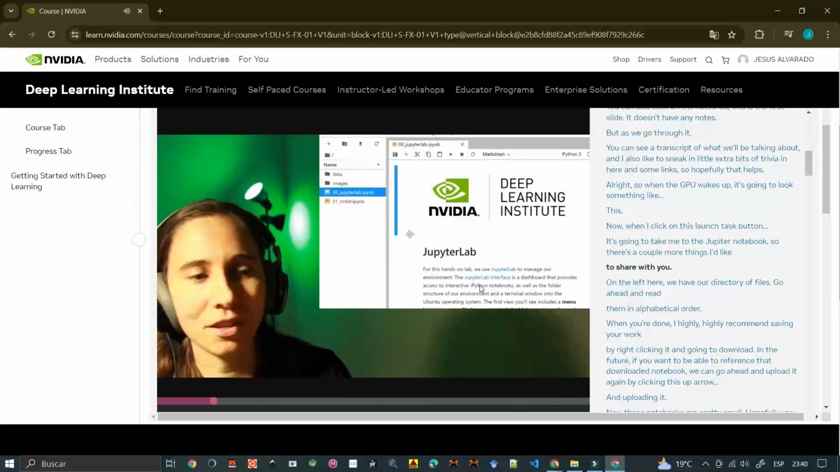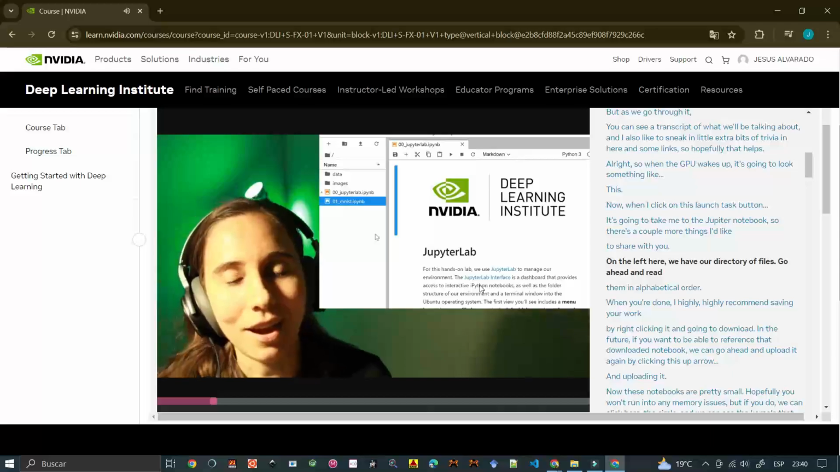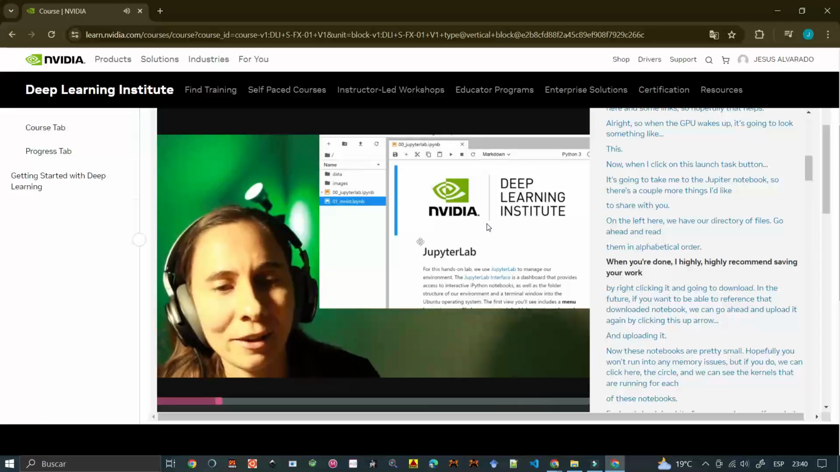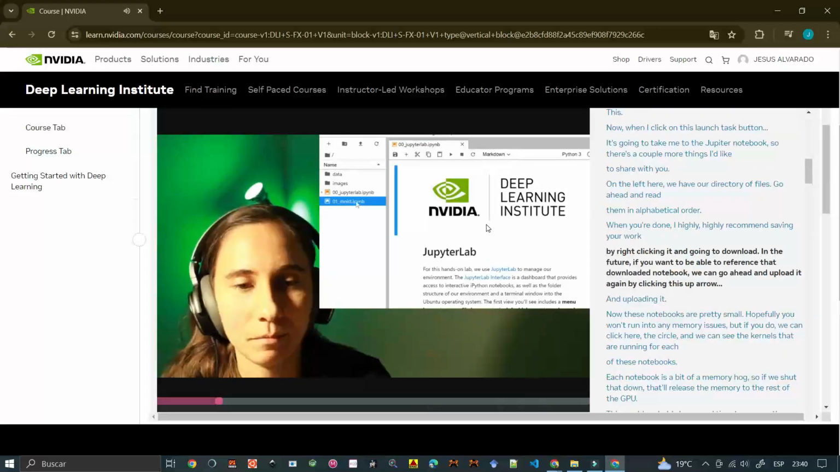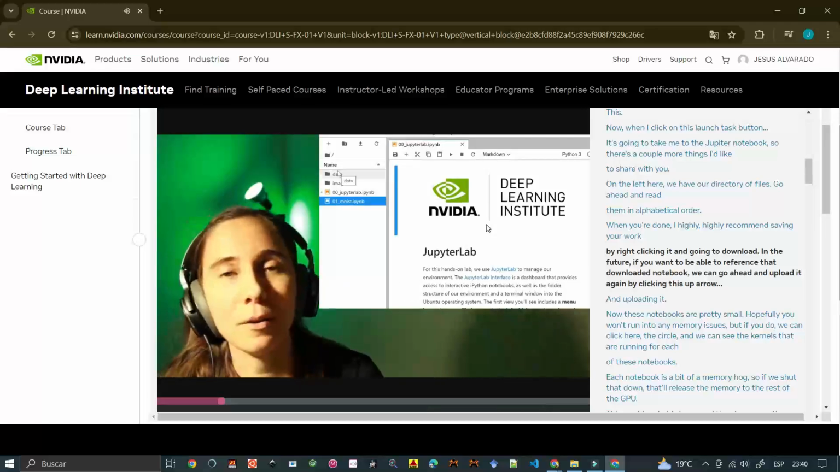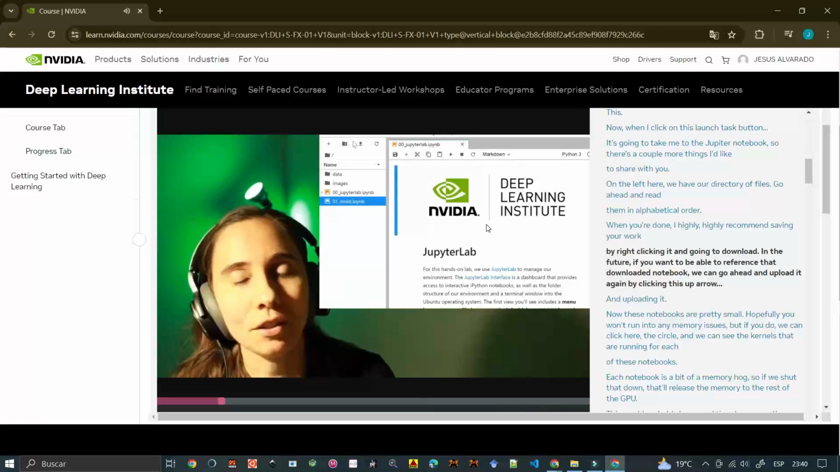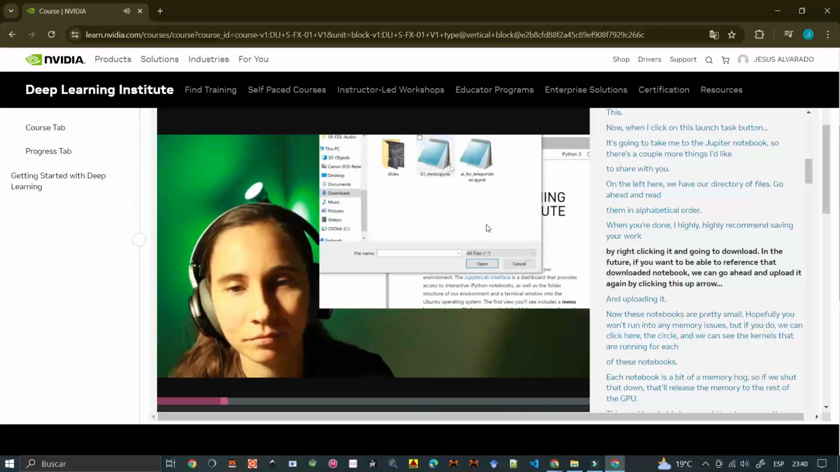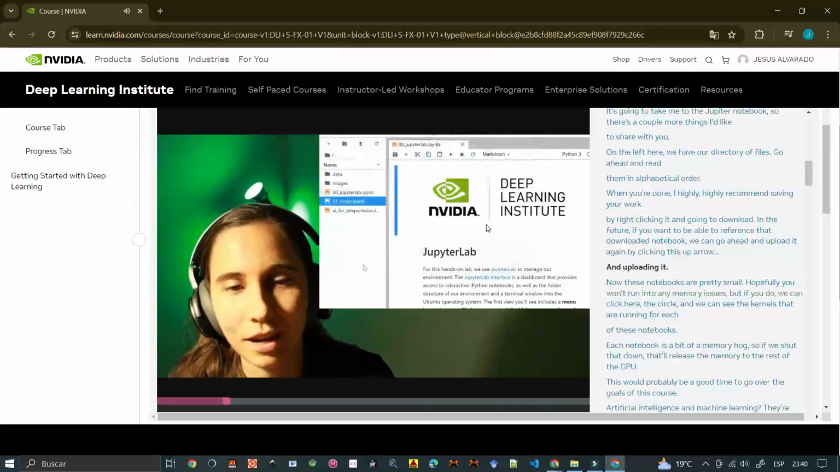There's a couple more things I'd like to share with you. On the left here, we have our directory of files. Go ahead and read them in alphabetical order. When you're done, I highly recommend saving your work by right-clicking it and going to download. In the future, if you want to be able to reference that downloaded notebook, we can go ahead and upload it again by clicking this up arrow and uploading it.